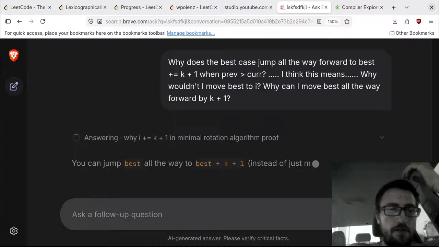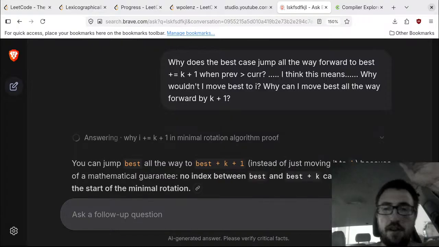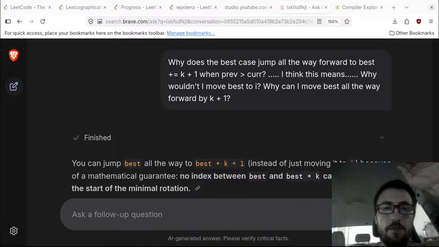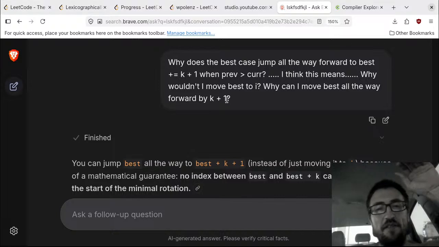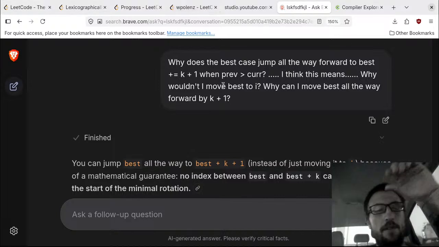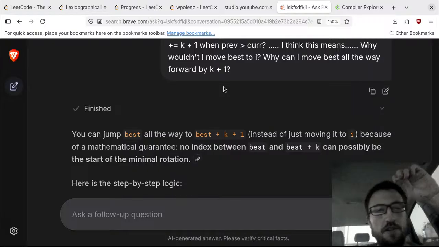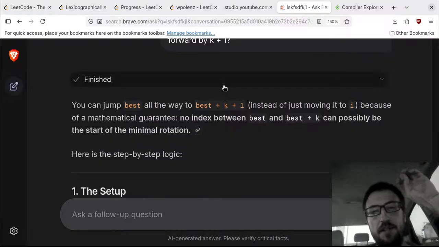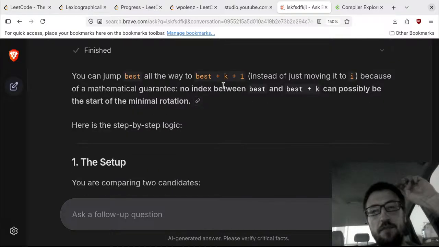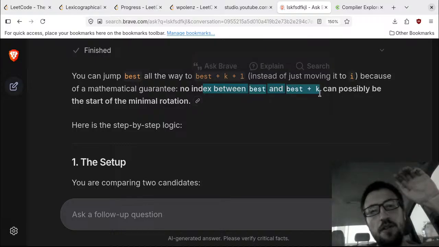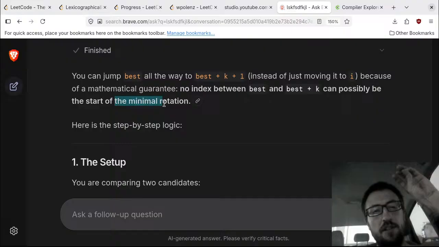Here's something. I think I'm not going to implement this. I'm just going to put this piece of code here, and then I'll probably take a break. You can jump best all the way to best plus k plus 1 instead of just moving it to i, because of a mathematical guarantee: no index between best and best plus k can possibly be the start of the minimal rotation.